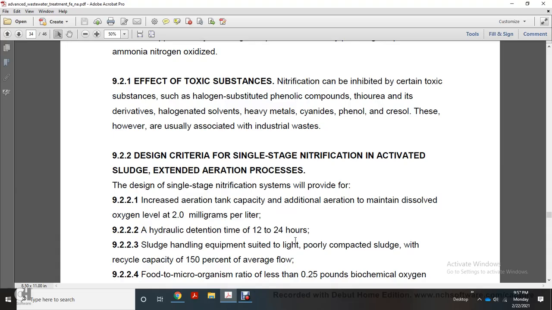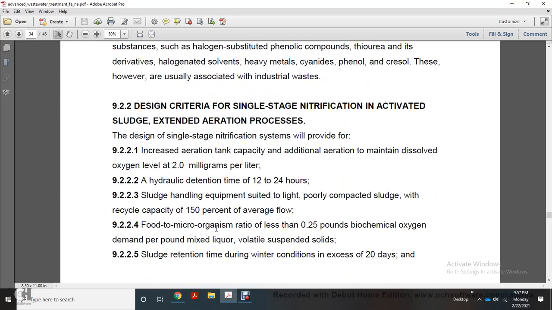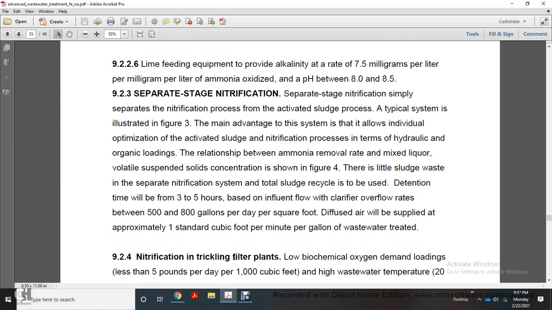Sludge handling equipment suited to light and poorly compacted sludge with a recycle capacity of 150% of average flow. Food to microorganism ratio less than 0.25 pounds biochemical oxygen demand per pound of mixed liquor volatile suspended solids. Sludge retention time in excess of 20 days during winter conditions, and lime feeding equipment to provide alkalinity at 7.5 milligrams per milligram per liter of ammonia nitrogen oxidized and a pH between 8 and 8.5.